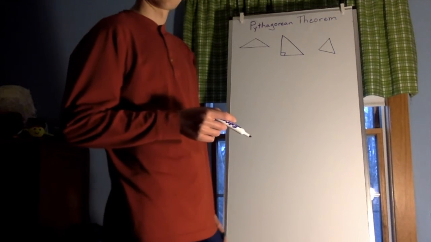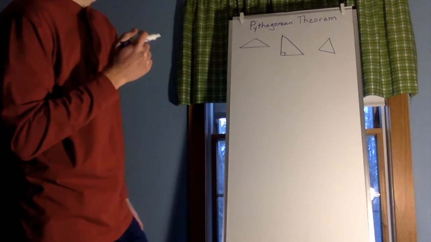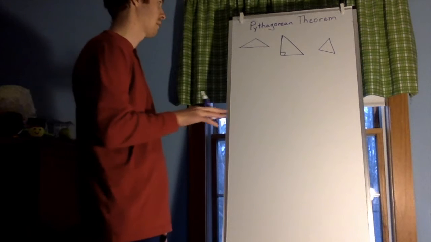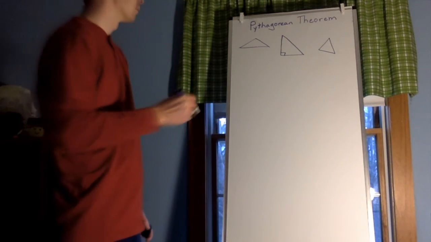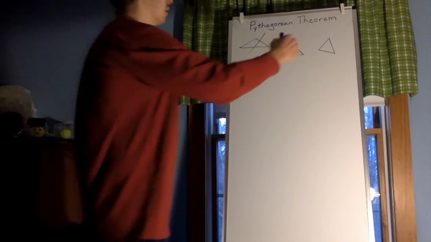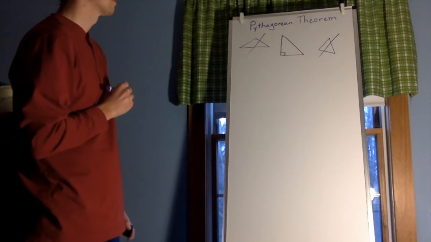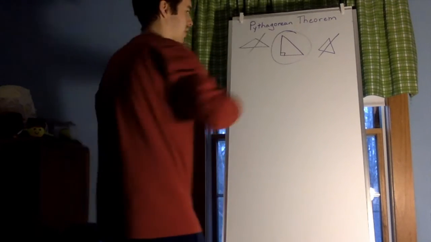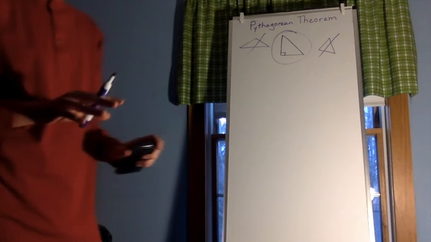All right, so I wanted to go over the Pythagorean theorem a little bit. The first thing that we have to know about it is that it only applies to a specific type of triangle. Obtuse triangles aren't going to work. Acute triangles aren't going to work. The only thing the Pythagorean theorem applies to is right triangles. So for this video, again, only right triangles.